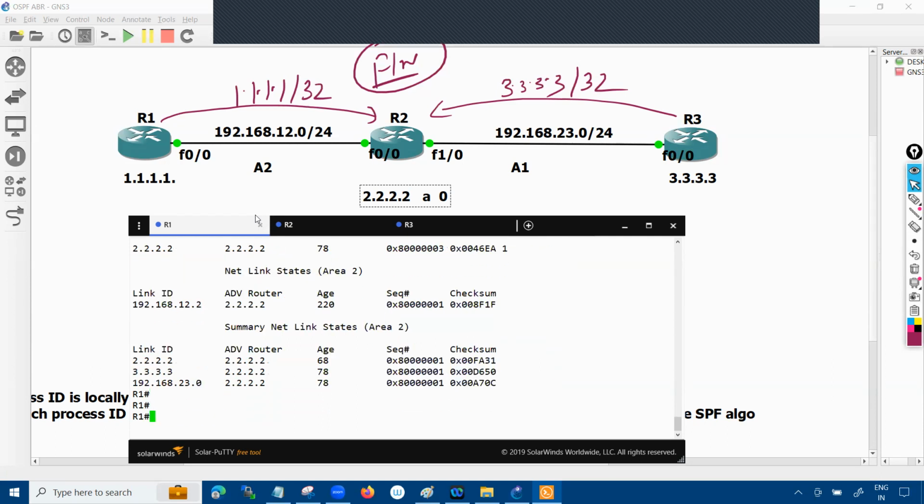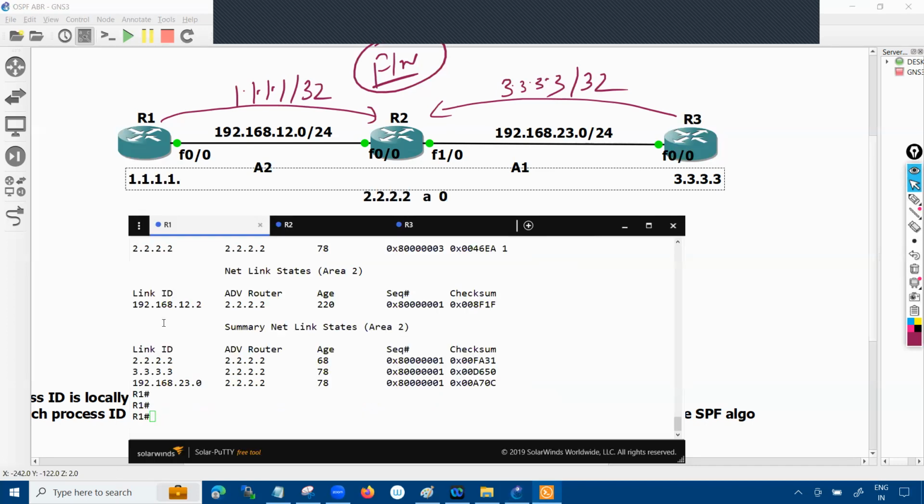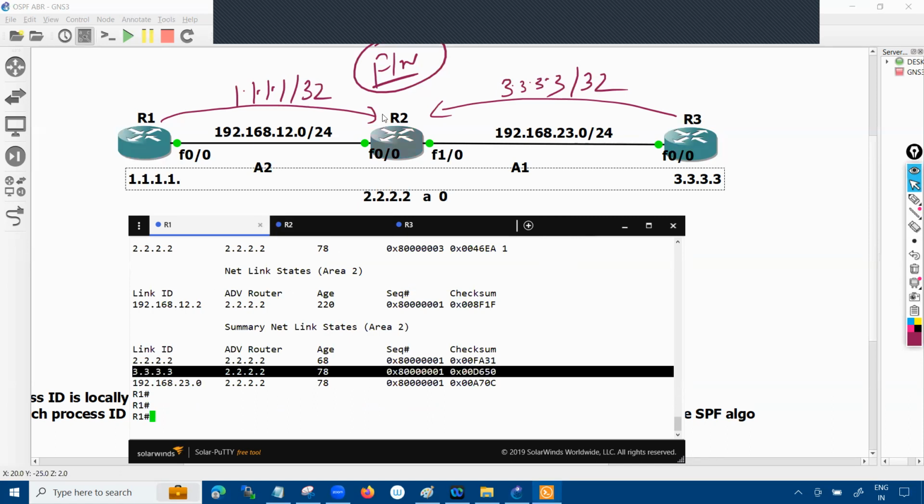So, show IP OSPF database. One is 3.3.3.3, because LSA 3 contains the network information. One is 3.3.3.3, one is 23.0, and another is 2.2.2.2. And who is advertising this? 2.2.2.2. The 2.2.2.2 is the ABR router.